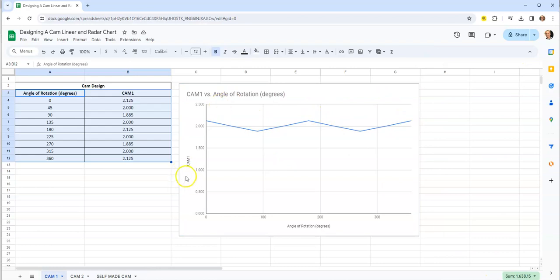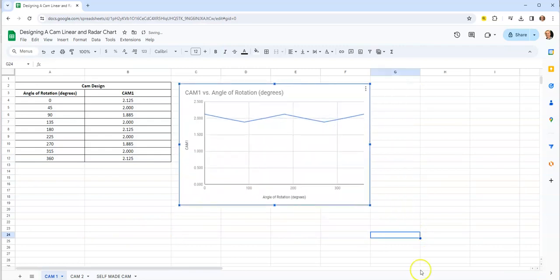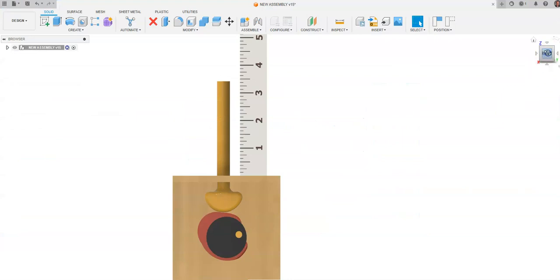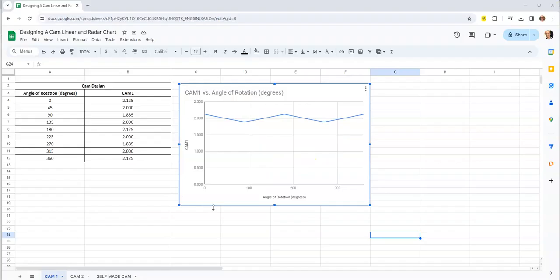When we look at the linear chart, we should get some idea that there's this up and down motion that we see here. Now we need to make a radar chart to get an idea of what exactly the geometry of the cam looks like. On the outside of the cam, what exactly would the cam look like if I was going to go in and make that in Fusion?